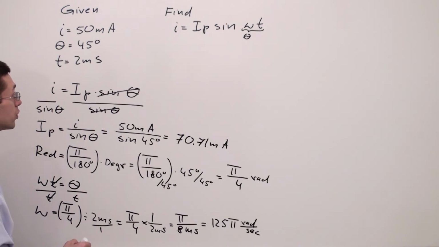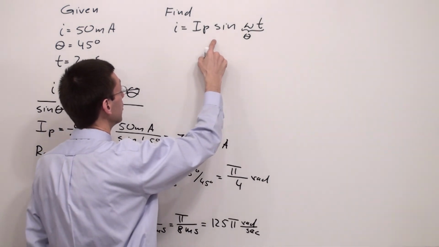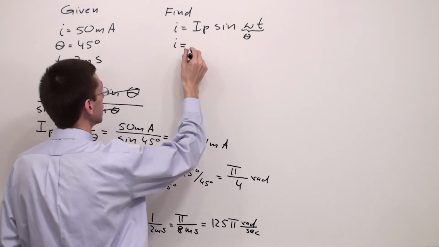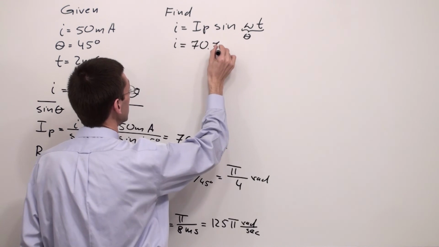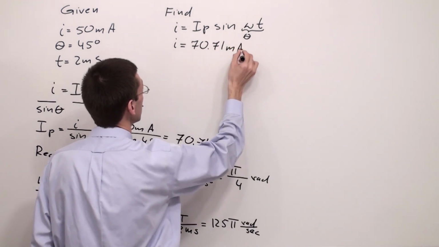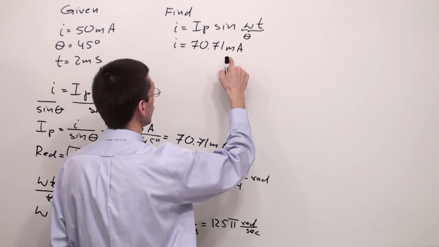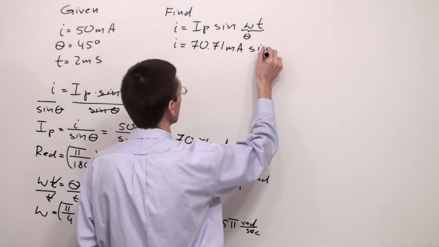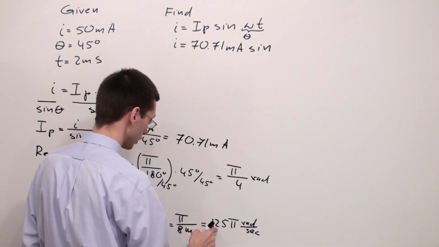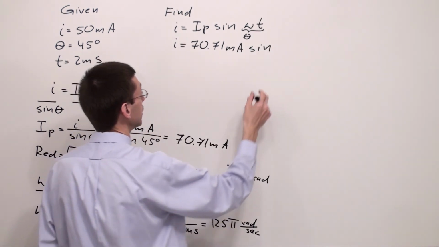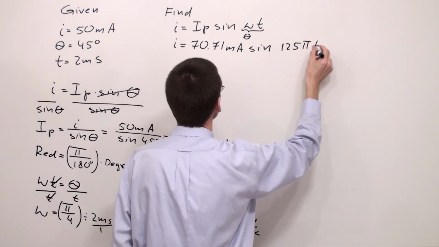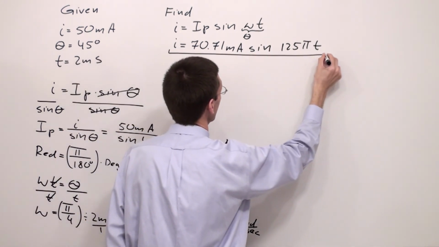Next, I'm supposed to simply plug these values into my mathematical expression. This is going to be equal to I, 70.71 milliamps. This is my peak current, and I'm going to write milliamps over here in order to not forget later on. Sine, my omega is equal to 125 pi, and I simply copy t. This is the solution to my problem.